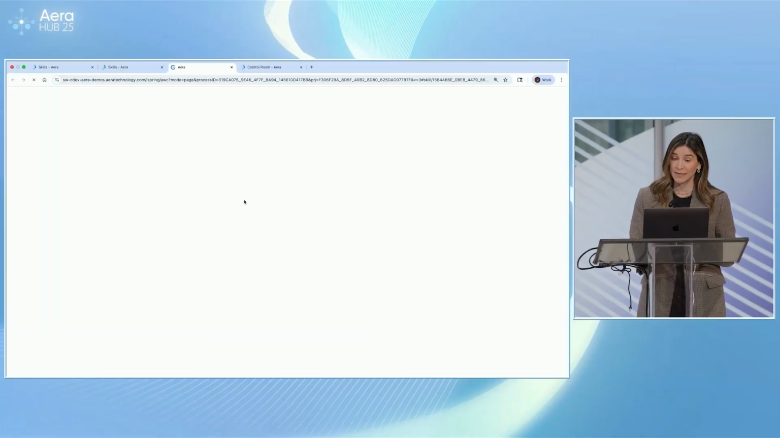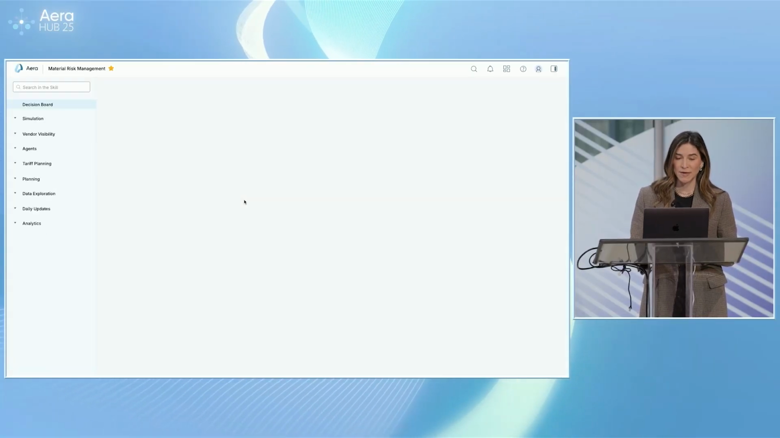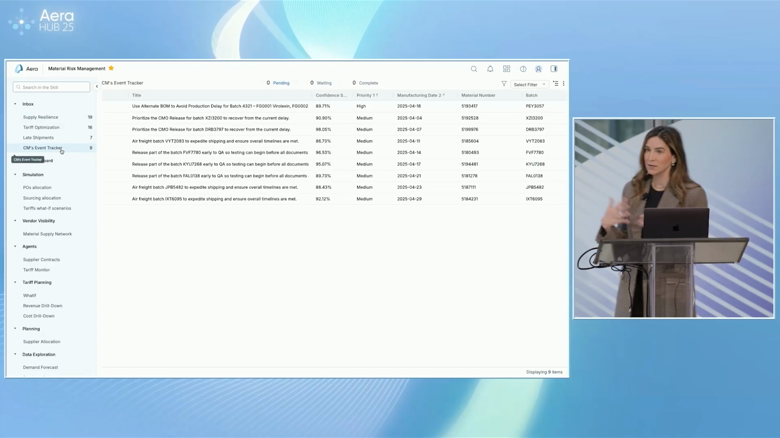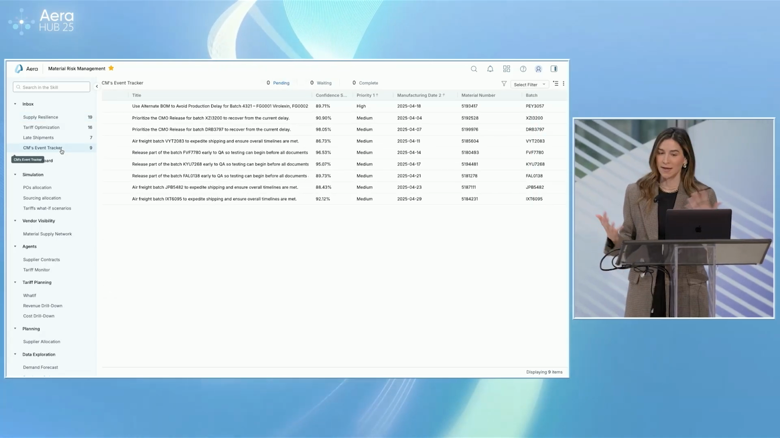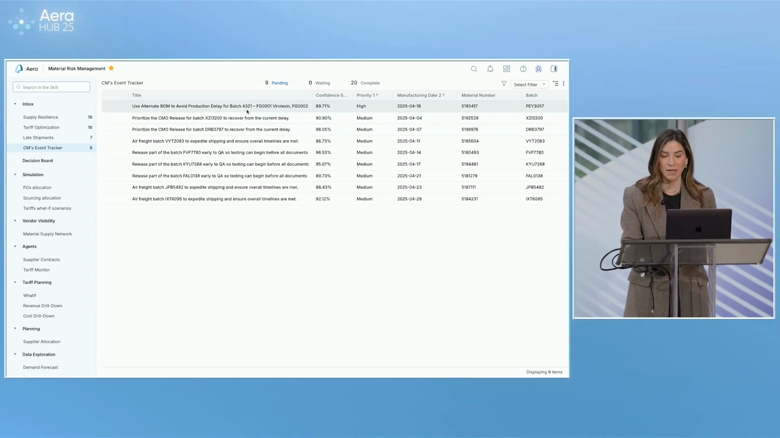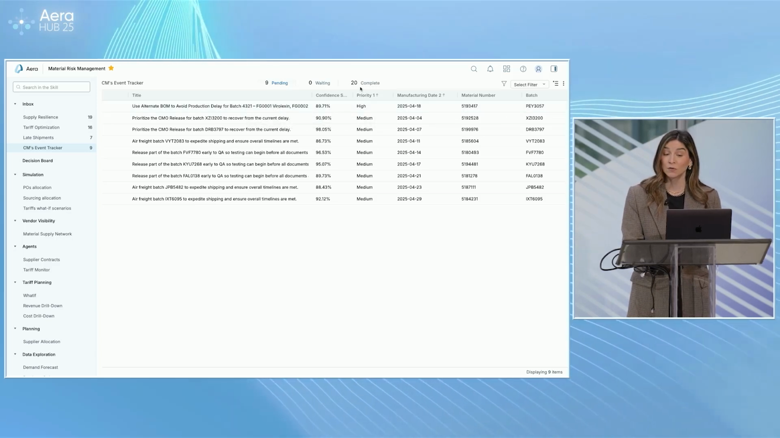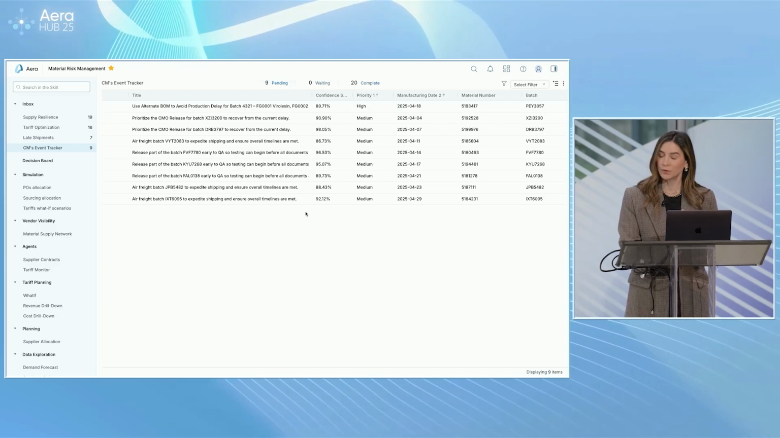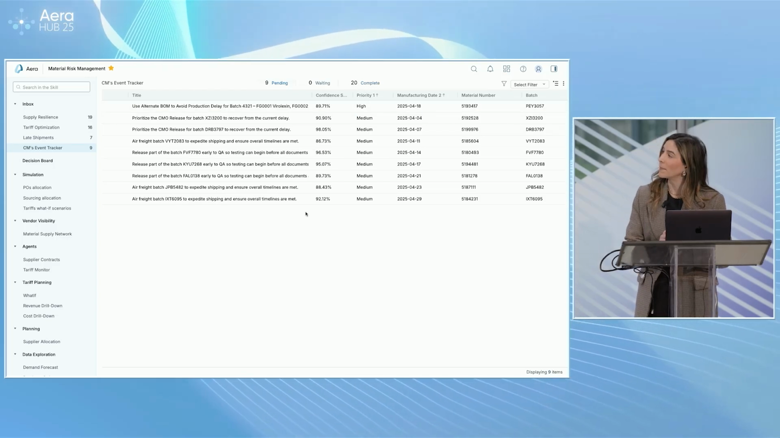Okay, so where do you take it next? Yeah, so after I look at my morning briefing, I go right into my material risk management skill. And the first thing that I do is go into my decision inbox. Similar to the concept of Gmail, I log in the morning and I see some of the decisions that Aera is recommending for me to do. I can see I have 9 pending my review, and 20 were completed in this particular space for me. And I just go through all of the recommendations one by one.